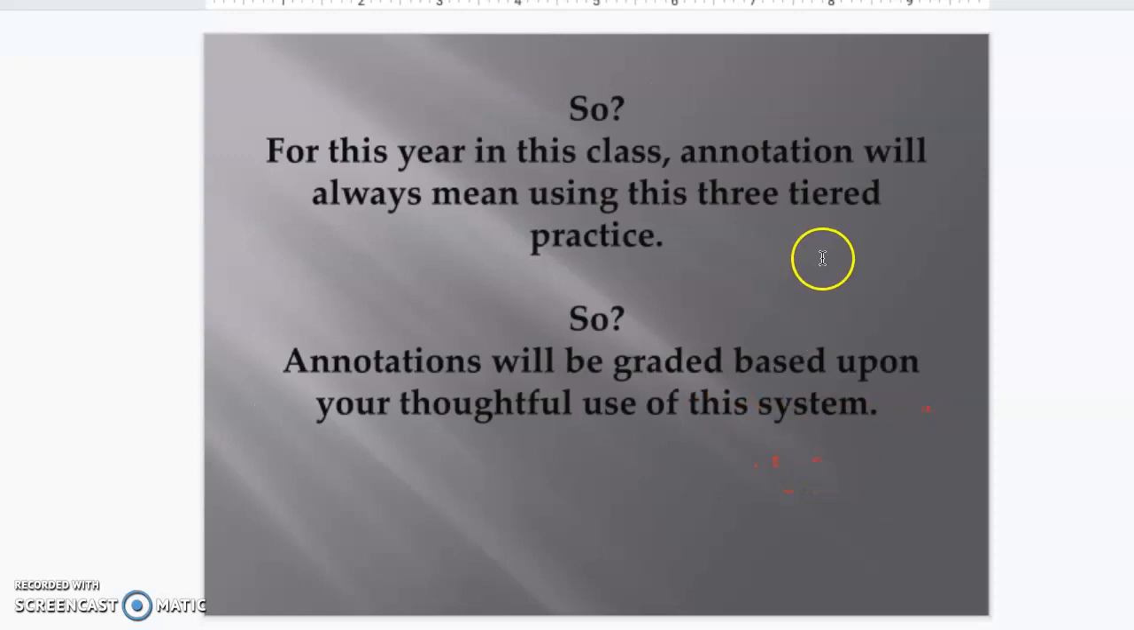So for this year in this class, annotations always mean this 3-tier practice. If I ask you to annotate something for homework, I'm looking for that you've done these 3 things. Annotations will be graded based upon your use of this system, so you want to make sure you're doing all 3 steps in order to receive full credit. I think the easiest way to do this online is you can use Google Docs in the comments feature to add your annotations and highlight and your markings, or you can obviously do it the old school way and take pictures of your annotations to submit to Google Classroom too. So either way, whatever works, this is how you'll be assessed.